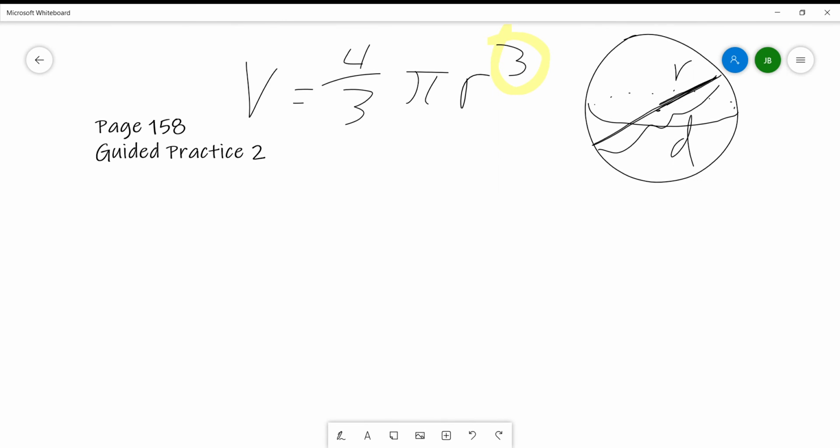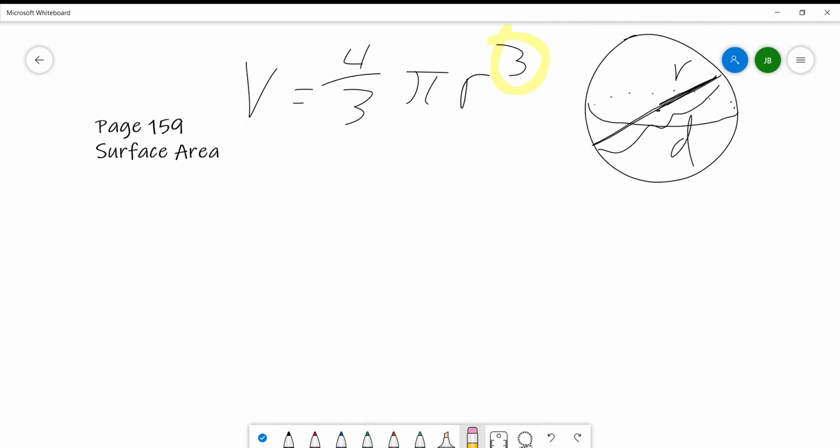So find the surface area of a sphere. We're moving on to the surface area. This is going to be a new formula, which means I need to erase this. And also I need to move the page over. 159. And we're going to be doing surface area. So this is, once again, a two-dimensional measurement of all of the coverage of the sphere.